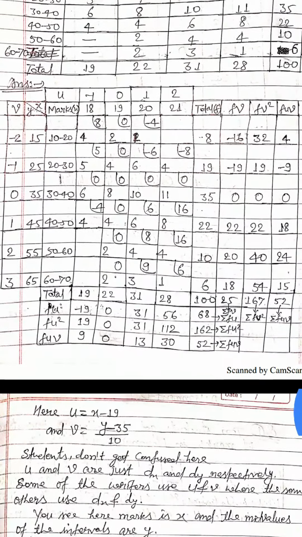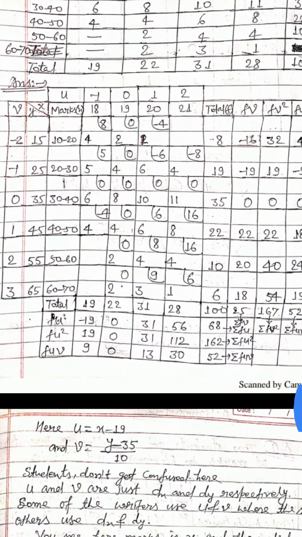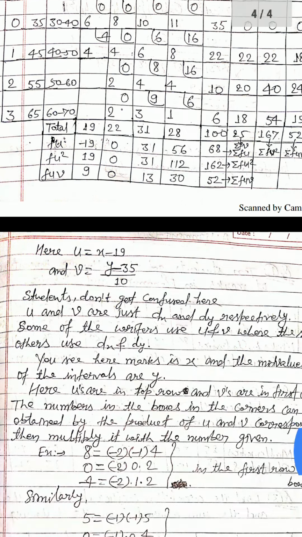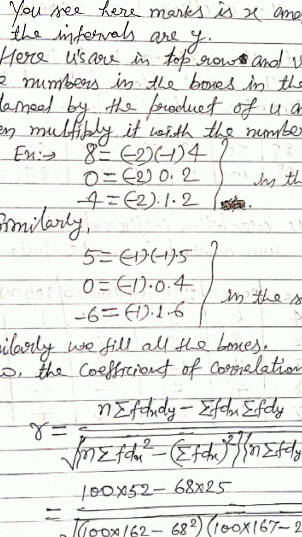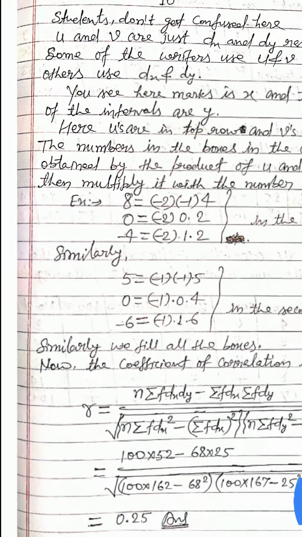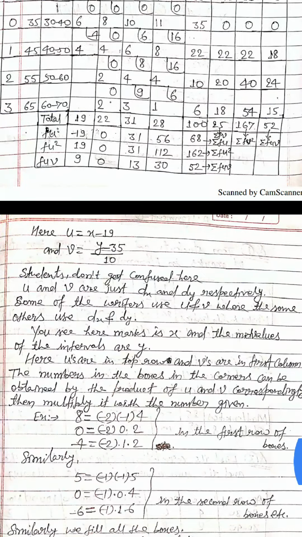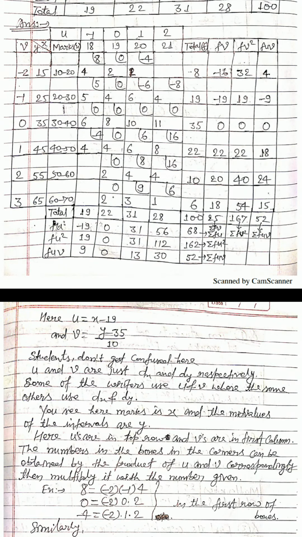Similarly, we get minus 2 into 2 into 0, that is 0. So we write 0 in the box. There is a description here. Here you see 8 is the multiplication of minus 2, minus 1, and 4, and 0 is the multiplication of minus 2, 0 and 2. That's why we write the values here, and those are the values represented in this box.